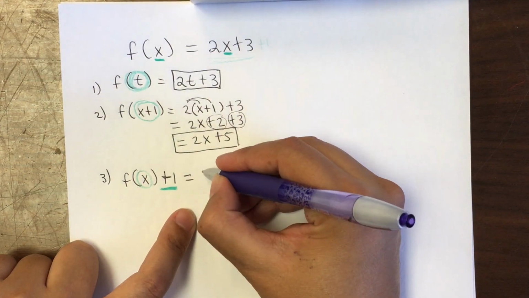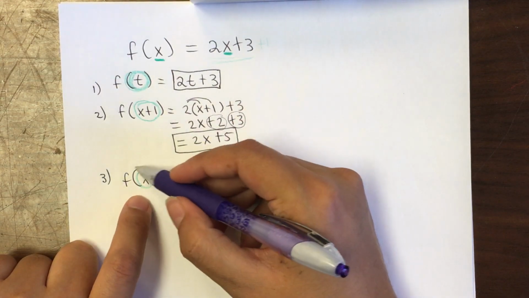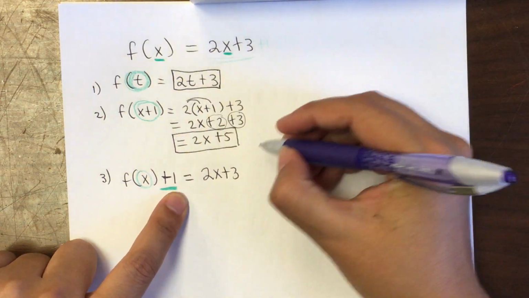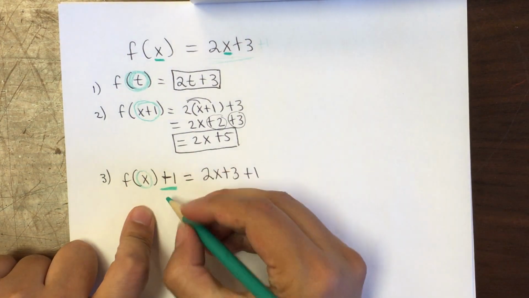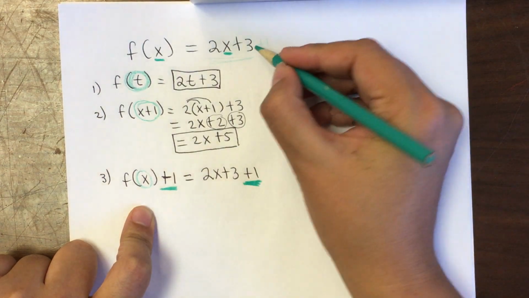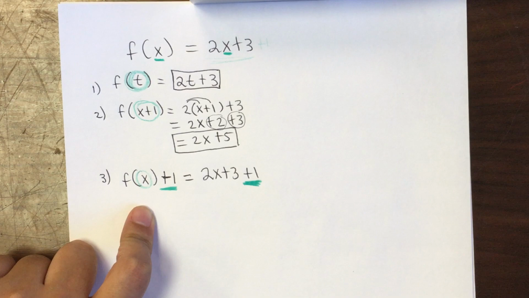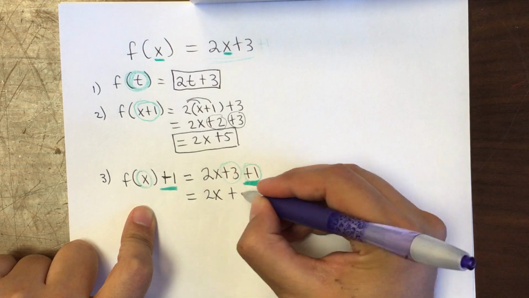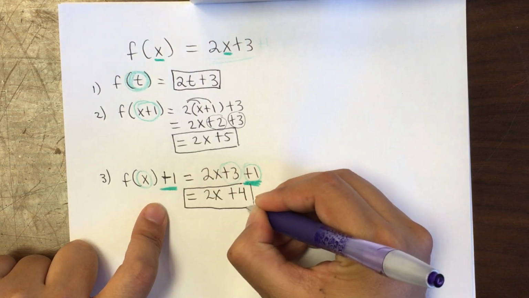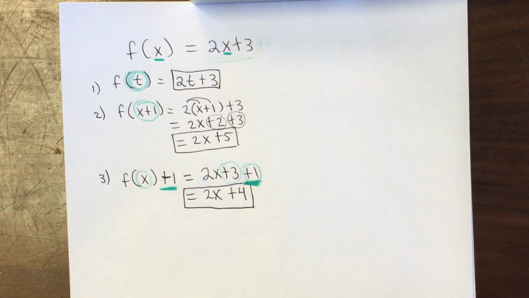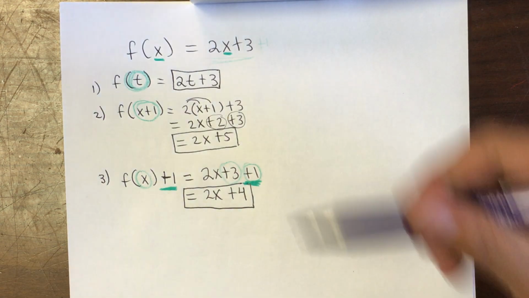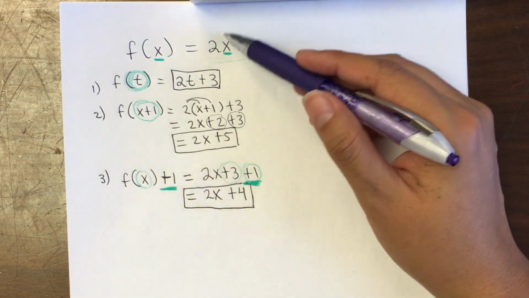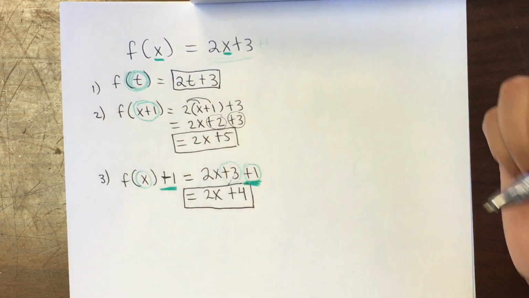Okay, so it's going to be 2x plus 3. That's my f of x, plus 1. I'm just adding this at the end of my function. And so I combine like terms, which is 3 and 1. So my answer will be 2x plus 4. And again, this means I'm adding, so I have the shirts that I have, and I add one more.